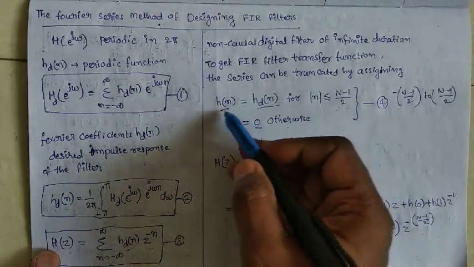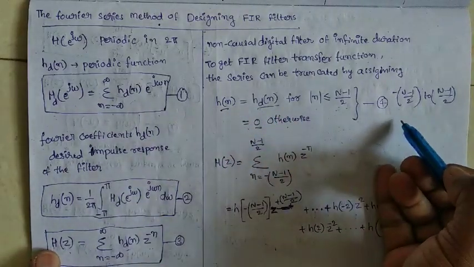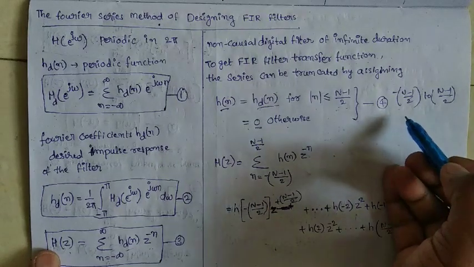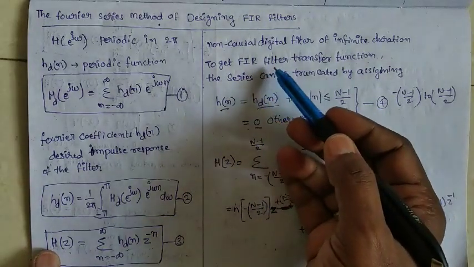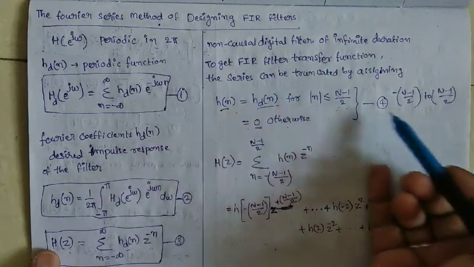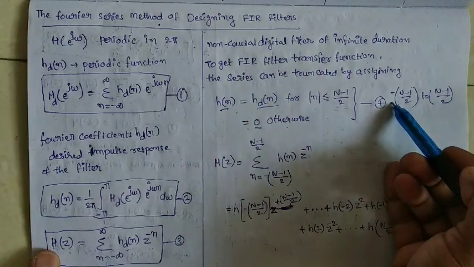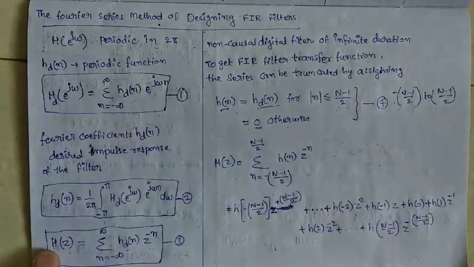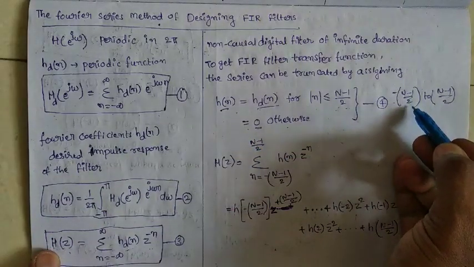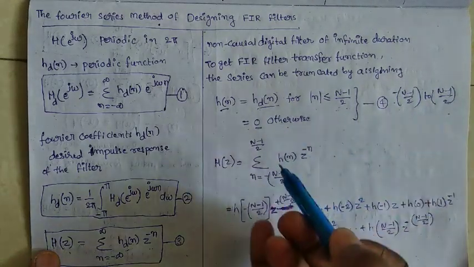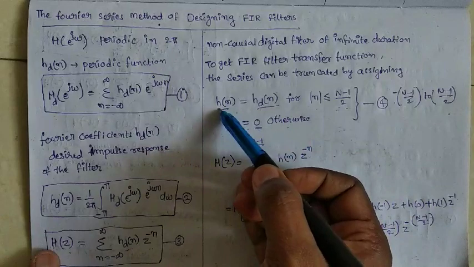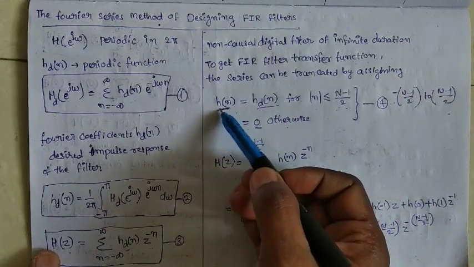Here the impulse response becomes a finite duration sequence. The impulse response of an FIR filter is a finite duration sequence. This h of n is defined from minus (N minus 1) by 2 to (N minus 1) by 2. Now we determine the z transform of h of n.